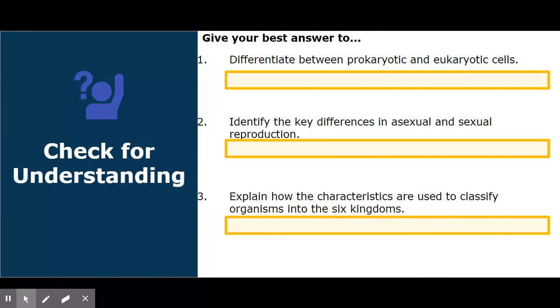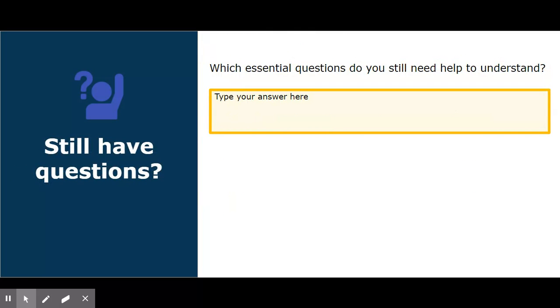Now I want you to give me your best answer to these three questions. Differentiate, meaning tell me the difference between a prokaryotic and a eukaryotic cell. Identify the differences between asexual and sexual reproduction, and explain to me how the characteristics are used to classify the organisms in the six kingdoms. You may refer back to your previous notes in these slides to answer all these questions.